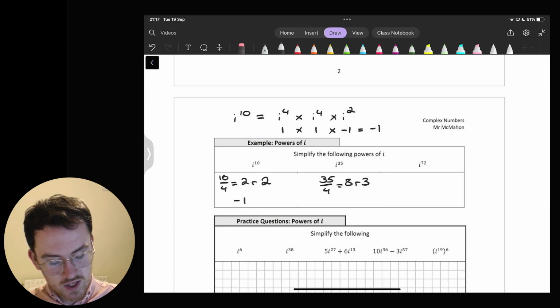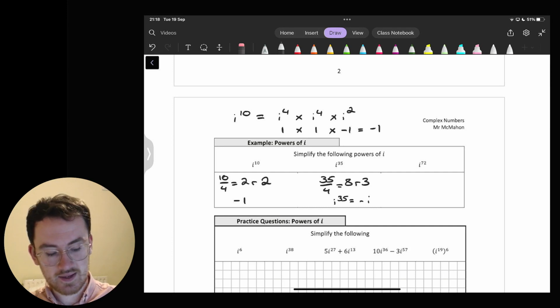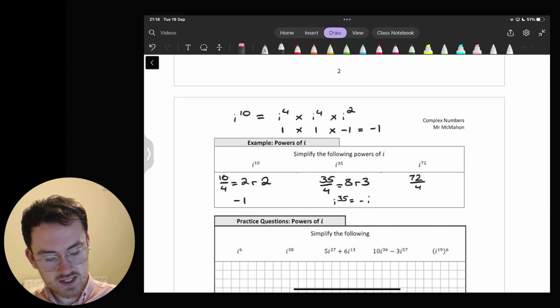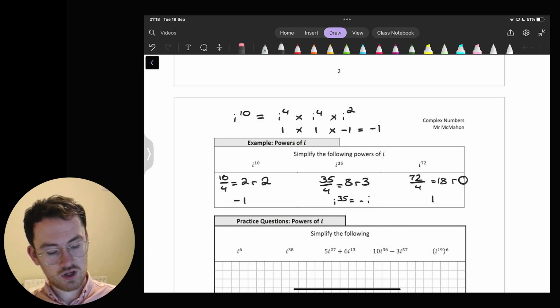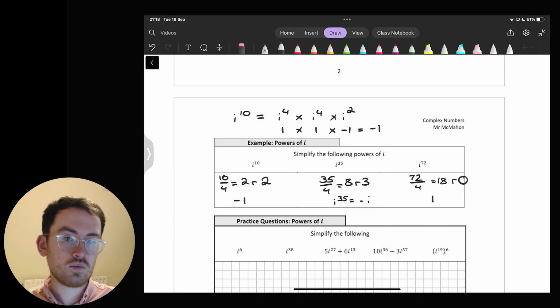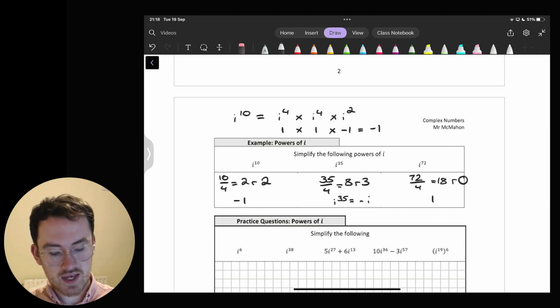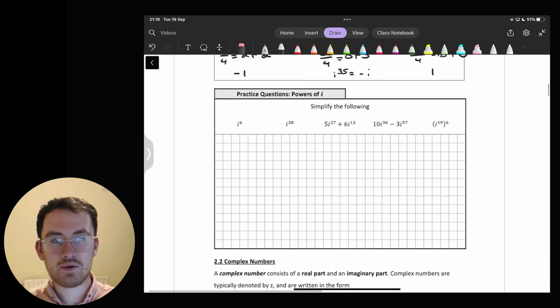And because it's remainder 3, we're going to be getting i to the power of 3, I suppose. So i to the power of 35 is going to be -i. Same thing with 72: 72 divided by 4 gives me 18 with no remainder at all, so it just has a value of 1. Nice even value.